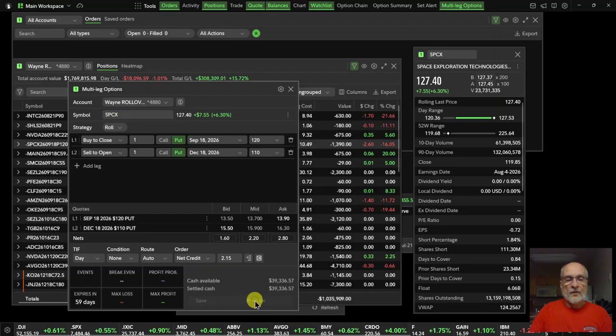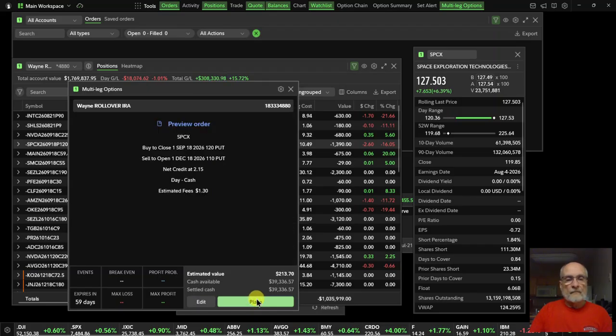So if I preview this contract, it tells me I'm buying to close a contract. I want to get out of this contract. I'm selling to open a new contract at a lower strike price, and there will be a net credit of $2.15 per share. After the estimated fees, I would receive $213.70. And this is in addition to any option income that I've already received from this particular put.